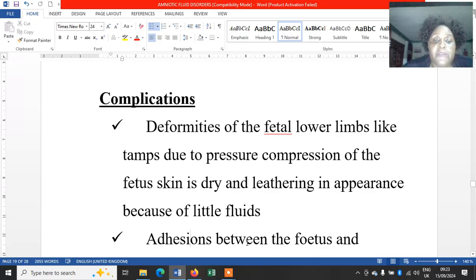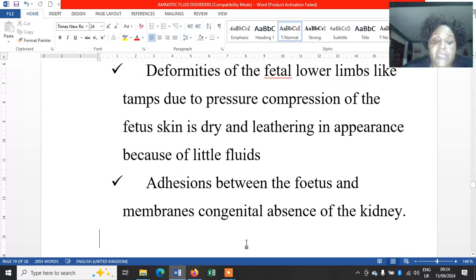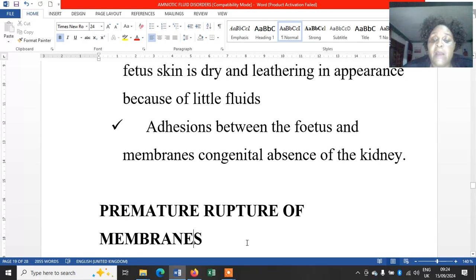Complications of oligohydramnios include fetal deformities of the lower limbs, like talipes, due to pressure and compression of the fetus, and adhesions between the fetus and the membranes. We can also have congenital absence of the kidney. All this can be seen. So in brief, that is oligohydramnios.